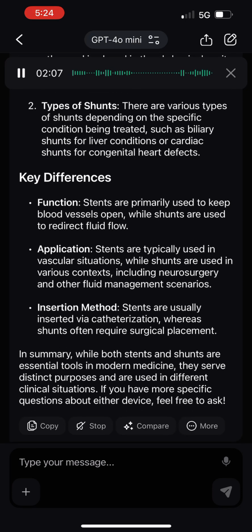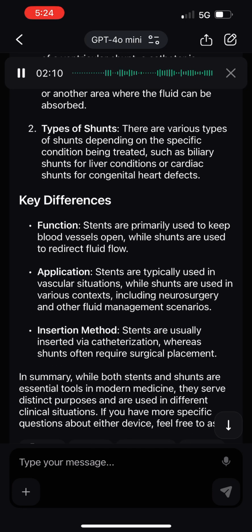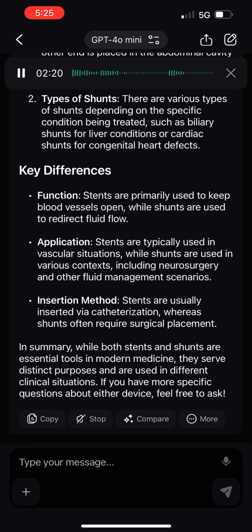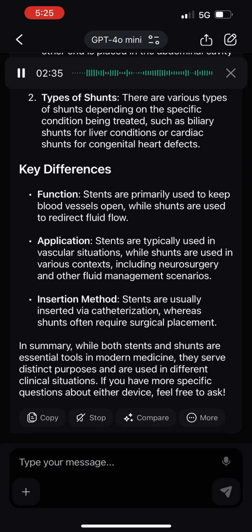2. Types of shunts. There are various types of shunts depending on the specific condition being treated, such as biliary shunts for liver conditions or cardiac shunts for congenital heart defects. Key differences. Function. Stents are primarily used to keep blood vessels open, while shunts are used to redirect fluid flow. Application. Stents are typically used in vascular situations, while shunts are used in various contexts, including neurosurgery and other fluid management scenarios. Insertion method. Stents are usually inserted via catheterization, whereas shunts often require surgical placement.